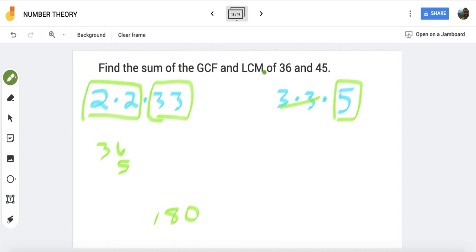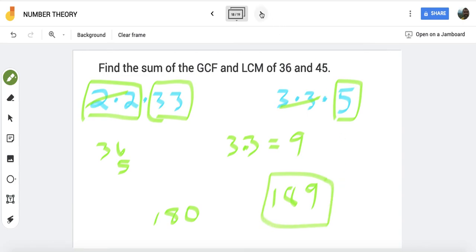The greatest common factor would be, what's the biggest number that goes into both? There's no 2's over here, so the 2's are out. There's 2 3's here, and there's 2 3's here. So right now I have a 3 and another 3. And that's going to be it, because 5 is a factor here, but it's not over here. So the greatest common factor is 9. Between 36 and 45, the greatest common factor is 9. The least common multiple was 180. It says find the sum, so I'd add those together and get 189 is the answer to that question.